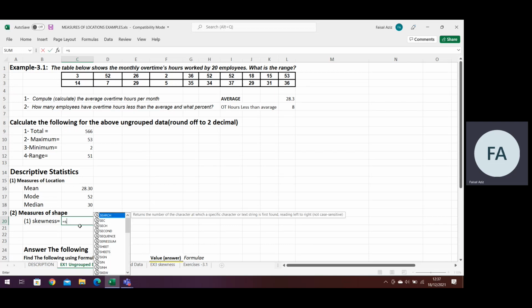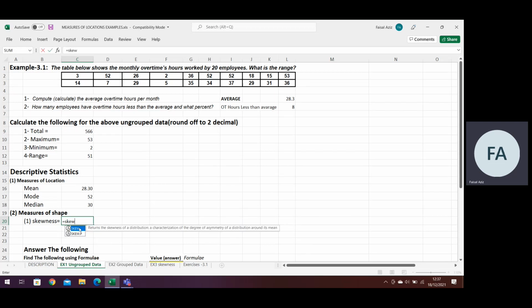So we have a formula for skewness, SKEW. You just double click on SKEW, select this data and click enter. So it will give minus 0.07. It means that this data is negatively skewed.